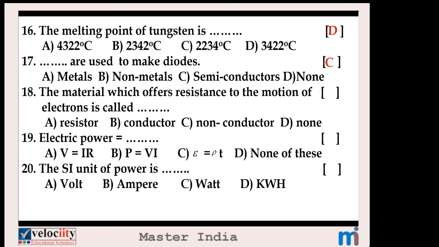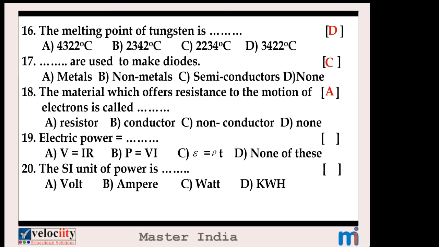18. The material which offers resistance to the motion of electrons is called A, resistor. B, conductor. C, non-conductor. D, none. Correct answer is option A, resistor. That means the material which offers resistance to the motion of electrons is called resistor. That property is called resistance. That instrument is called resistor.